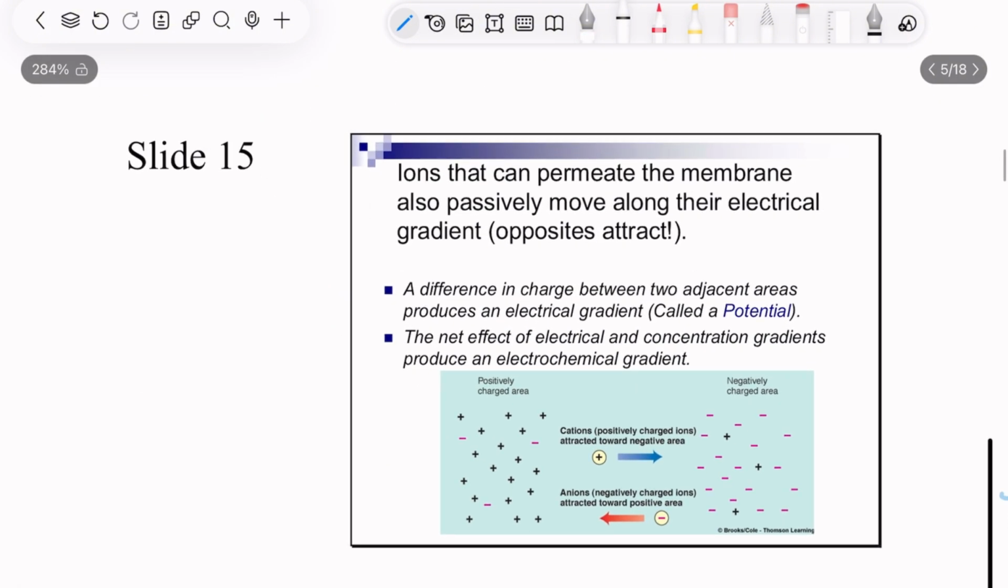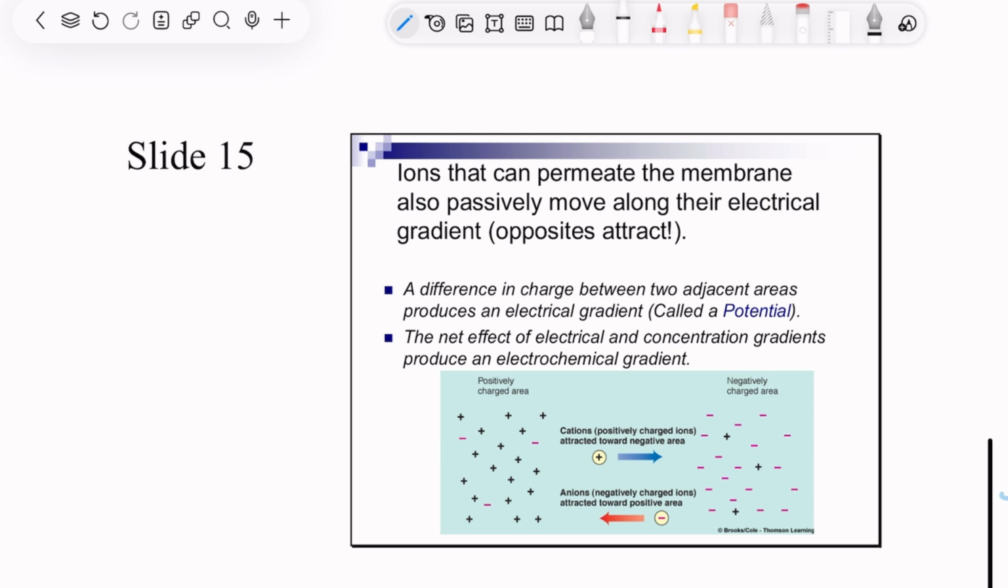Okay. Ions that can permeate the membrane also passively move along their electrical gradient. Opposites attract. A difference in charge between two adjacent areas produces an electrical gradient. This is called a potential. The net effect of electrical and concentration gradient produces an electrochemical gradient. Now, you might be confused as to what I just read, so I'm just going to put a video here explaining it.